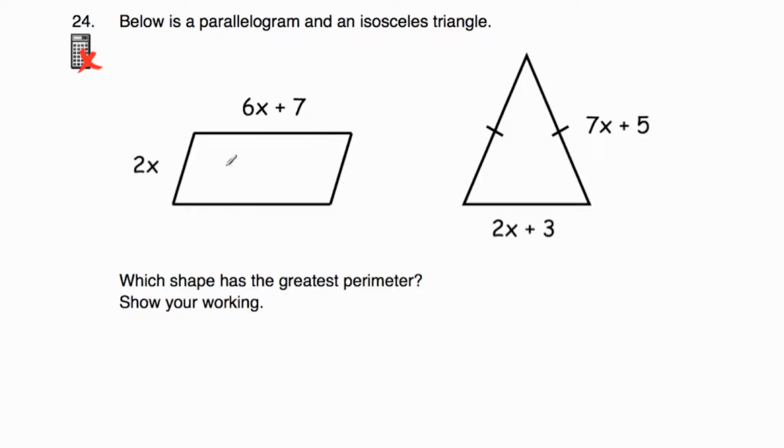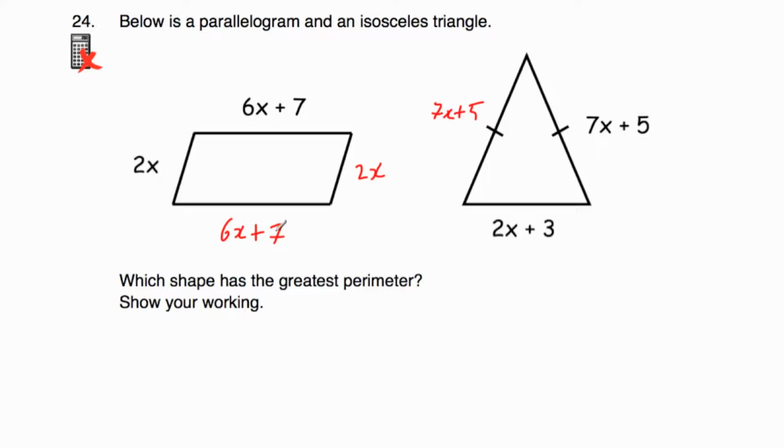So let's first of all start with our parallelogram. So if the top of the parallelogram is 6x plus 7, so with the base, 6x plus 7, and if the left hand side is 2x, the right hand side would be 2x. Now in terms of our isosceles triangle, we've got 2 sides that are the same length and they're shown by these little dashes here and here. So if the right hand side is 7x plus 5, our left hand side would be 7x plus 5.